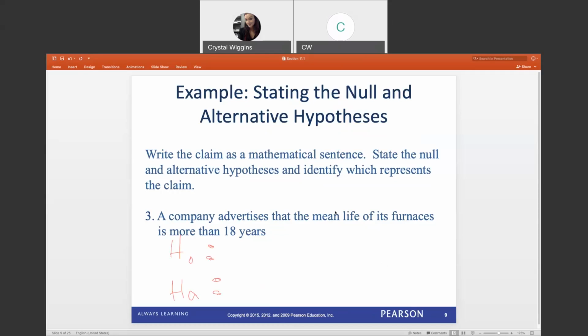I identify the population parameter as mu because it mentioned the word mean, or it can mention the word average. I'm then going to translate the claim: more than 18 years. More than does not use an equal sign, so I'm going to the alternative and label the claim, and then build the complement, which is the opposite, less than or equal to 18.